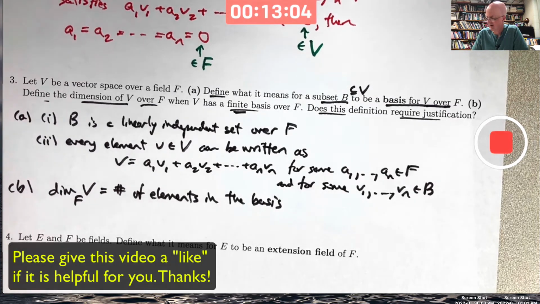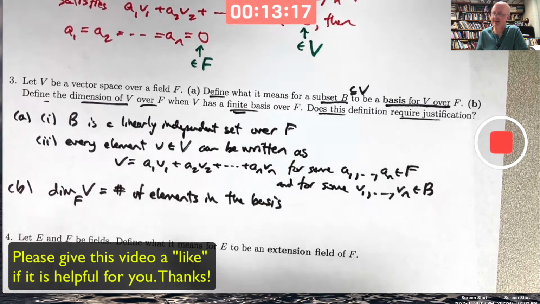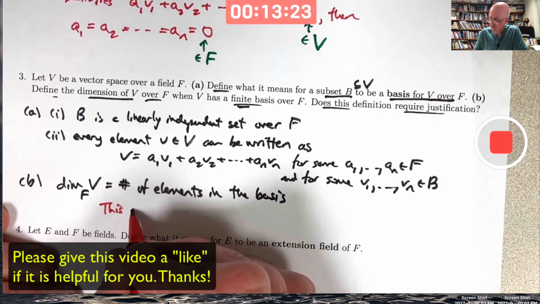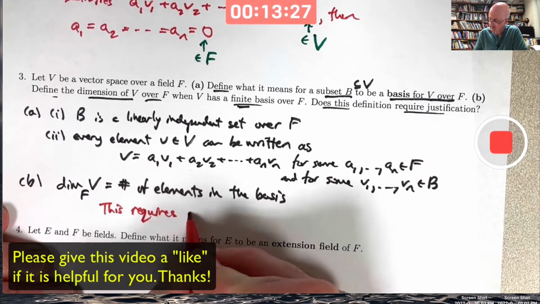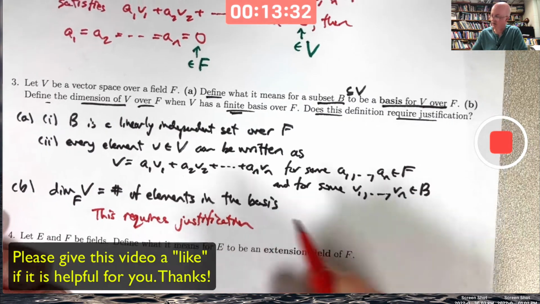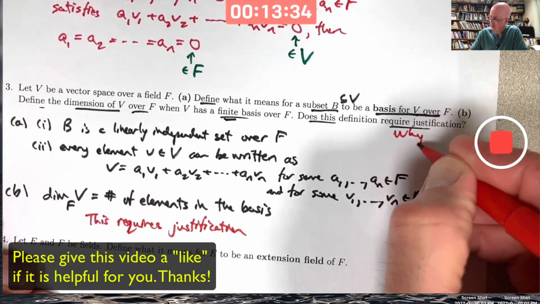Could a vector space have more than one basis? And could they have a different number of elements? The answer is yes, they could have more than one basis, but no, they can't have a different number of elements, and therefore this definition makes sense. This requires justification. I guess I should have added to this question why or why not.